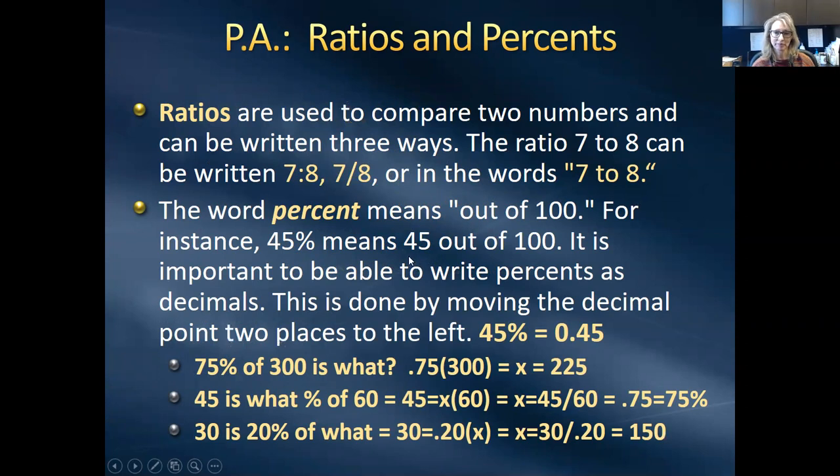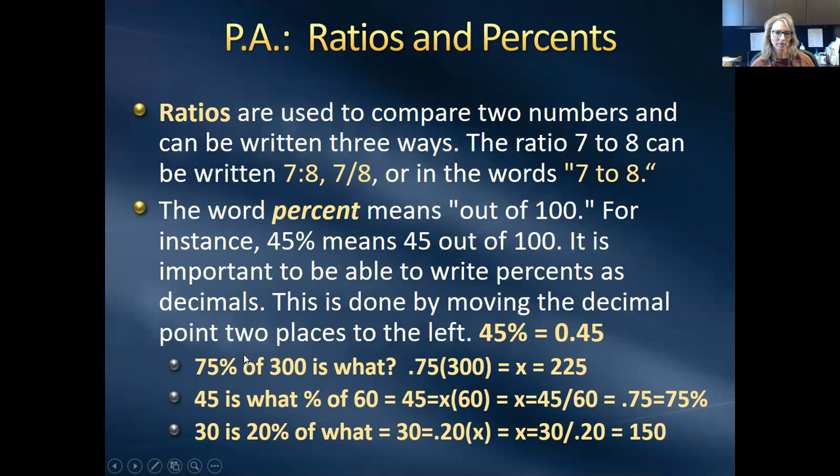The word percent simply means out of 100. For instance, 45% means 45 out of 100. And it's important to know how to convert them to decimals. You just move the decimal 2 places to the left. So 45% is the same thing as 0.45.